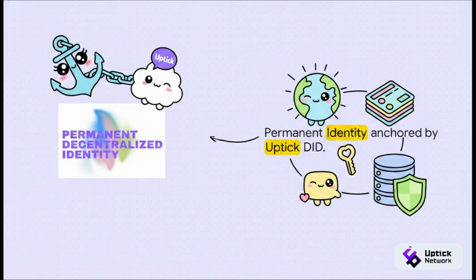And when you couple that with the Uptick Data Service, or UDS, apps can reference your verifiable credentials without duplicating your data. This is a shared layer. With selective disclosure, you decide exactly what to share, and you never have to start from zero again.